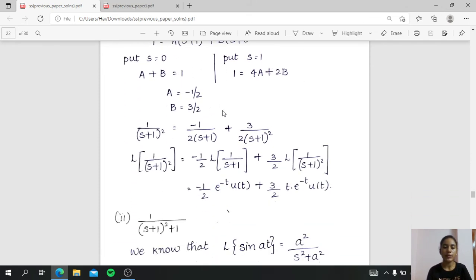Now apply inverse Laplace transform on both sides. So you know that the Laplace transform of e power minus at into u of t is 1 by s plus a. So based on the formula, you will get this step.